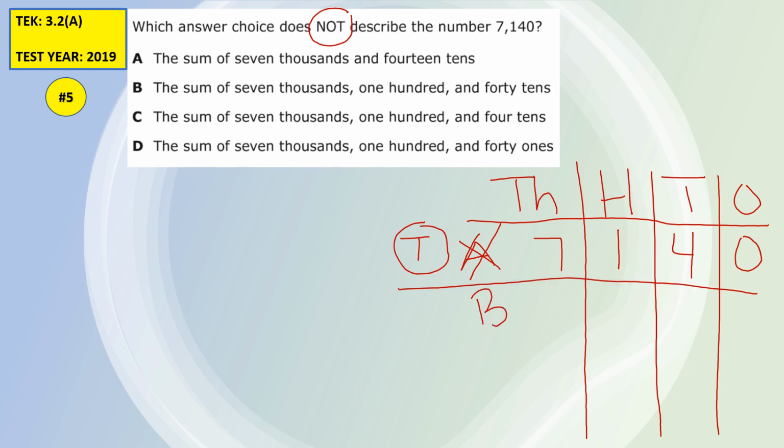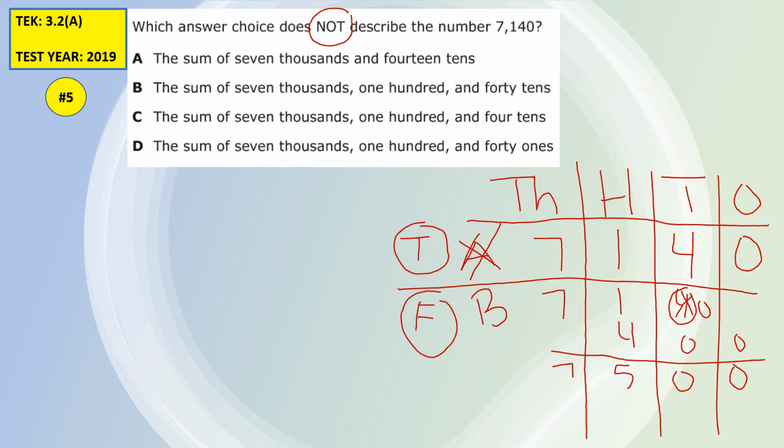Let's move on to B. B says the sum of 7,000s, 100, and 40 tens. Well, that's the same thing as saying 7,500. Well, if that's 7,500, then that means it does not describe the number 7,140, which means that's the answer I want. That's the false answer. That is the correct answer choice.